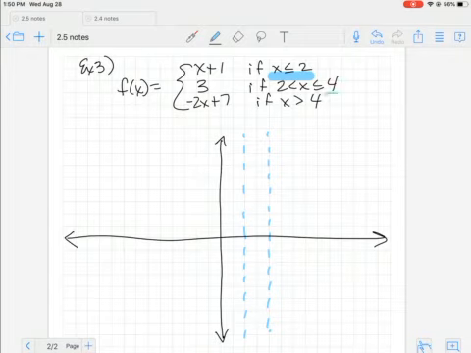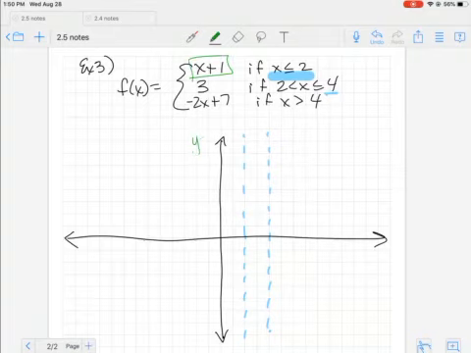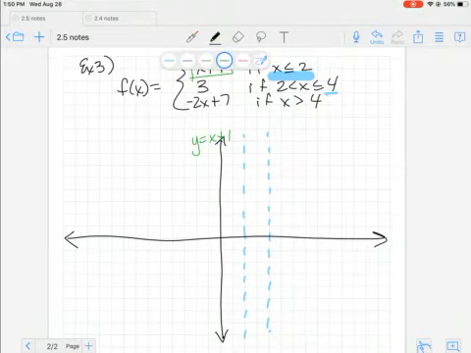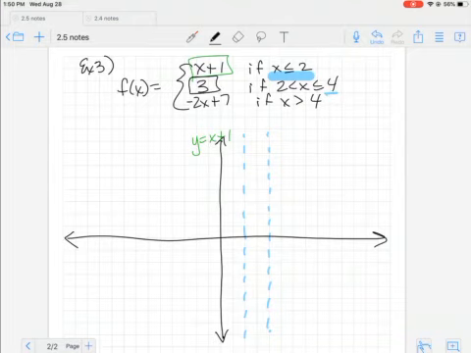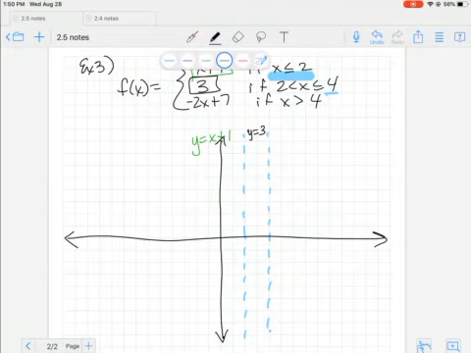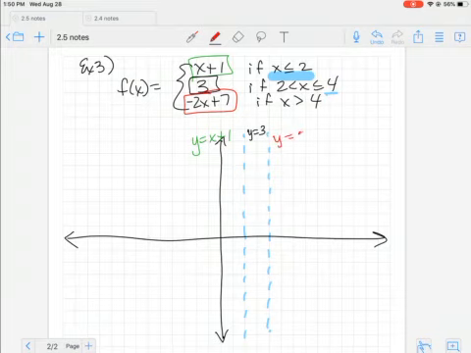Because this one goes to 4, and then I have greater than 4. So what I'm actually looking at here is y is equal to x plus 1, which goes up to the value of 2. Then, in between that, I have y is equal to 3 in that section. And finally, I have y is equal to -2x plus 7, which is going to be to the right of that line.